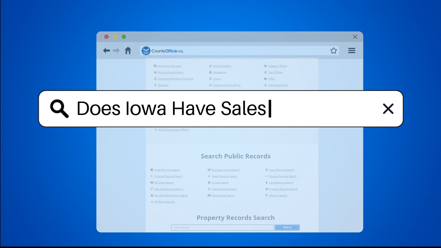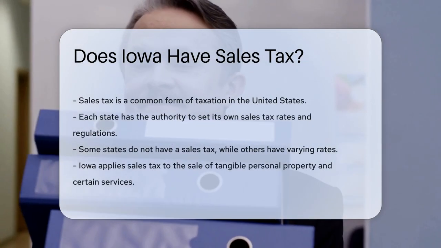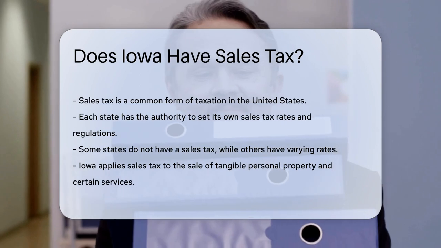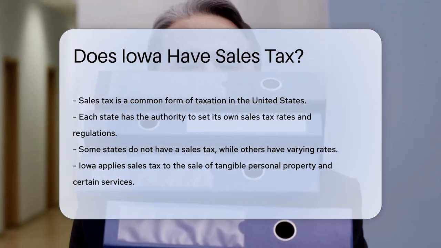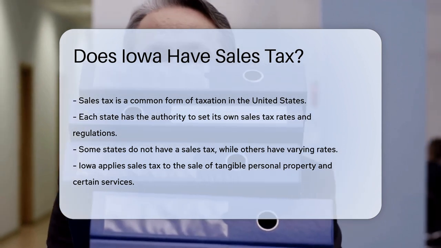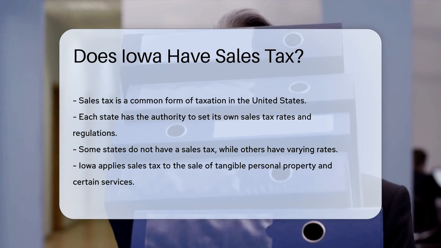Does Iowa have sales tax? Sales tax is a common form of taxation in the United States. It is typically imposed on the sale of goods and services. Each state has the authority to set its own sales tax rates and regulations. Some states do not have a sales tax at all, while others have varying rates.